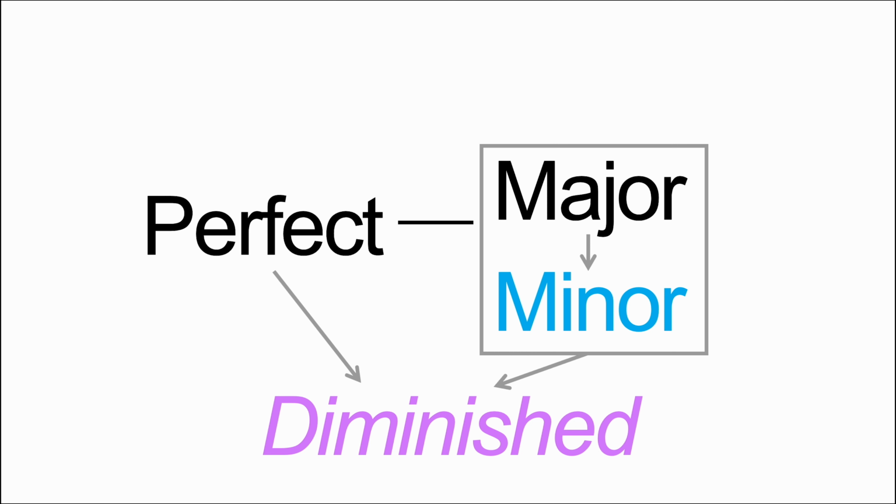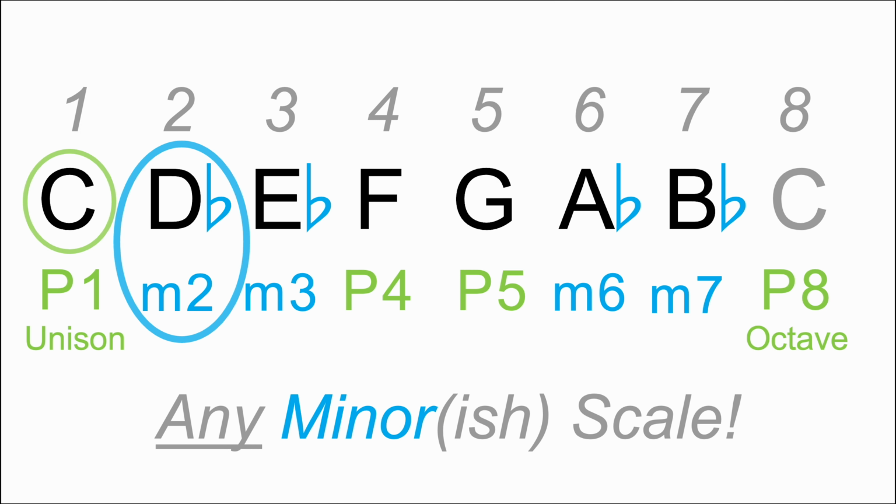Perfect lowered once gets you to diminished, but major you have to lower twice to get to diminished. So don't forget that there's no such thing as a minor fourth. Perfect doesn't go to minor, perfect goes straight to diminished. So here I have that C minor-ish scale. Most of this is from the C natural minor, but I have a D flat in there because all of these are minor intervals or perfect intervals. So if I lower them one more time, I get to diminished. So there's my diminished second.